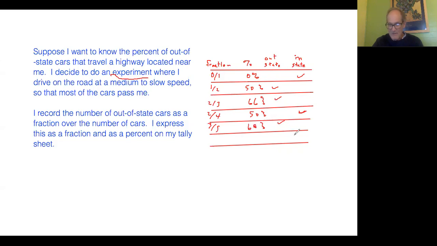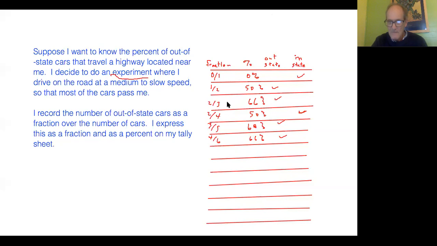The next car is an out-of-state car also. So now I've got 1, 2, 3, 4 out of 6. 4 out of 6, so I'm back up to 66%. Let's draw some more lines. So I continue, and suppose the next car is an in-state car. Okay, now I've got 1, 2, 3, 4 out of 7.